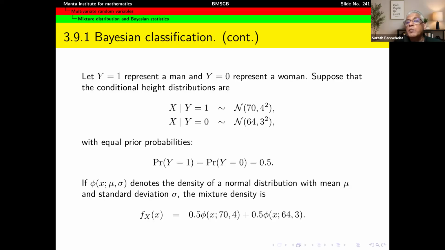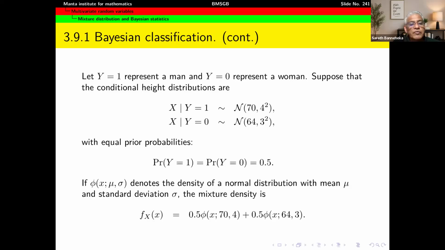So the prior probabilities in this case are called here the probability that y equal to 1, right? So that is what you mean by prior probabilities here. That means we know the probability of each group proportions. Y equal to 1 and y equal to 0 both have the same probability, 0.5, right?